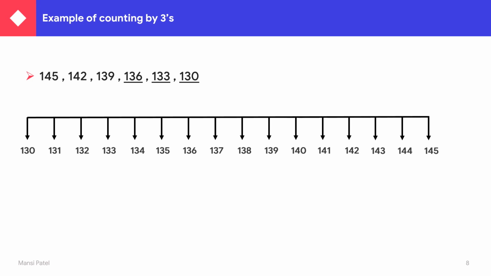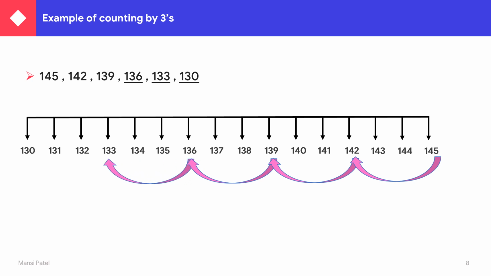Let us see with the help of a number line. Your first jump is from 145 to 142, then 142 to 139, then 136, then 133 and then 130. This is known as counting backward.